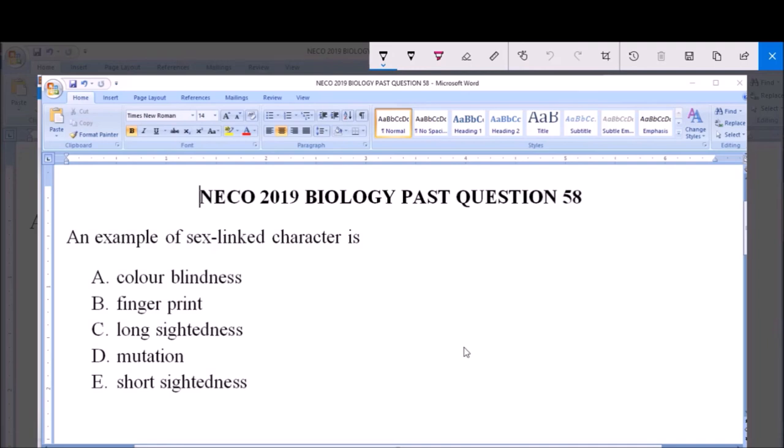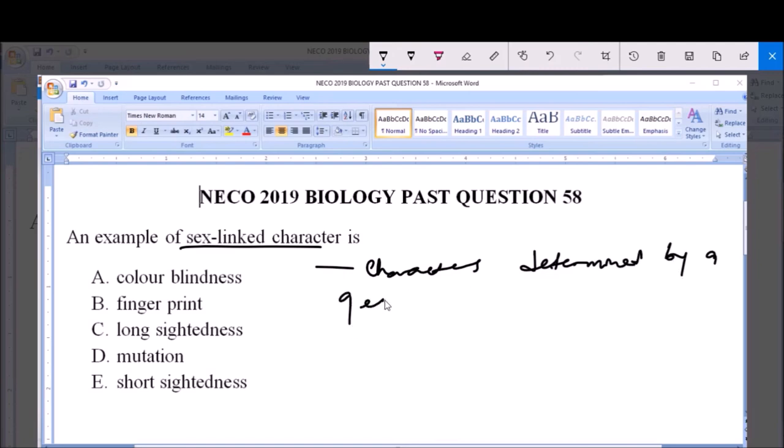Now, what are sex-linked characters? Sex-linked characters are characters determined by a gene located only on the X chromosome. That's why we call it a sex-linked trait or sex-linked character, because they are linked only to the X chromosome.